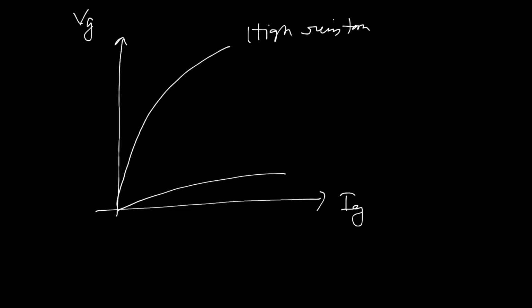Let me consider two things. Number one, suppose Ig max or IgM, and this is suppose Vg max or VGM. These 2 points define the maximum amount of or maximum allowable gate current IgM and maximum allowable gate voltage, that is VGM.